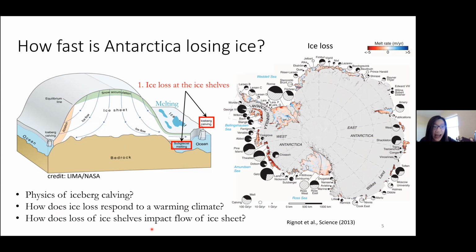And finally, how does the loss of ice shelves impact the flow of ice sheets? So if the collapse of ice shelves does not change the flow of ice sheets, then it's not that important. So in the first part of the talk, I will partially address these three questions.